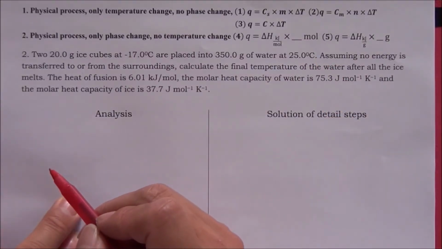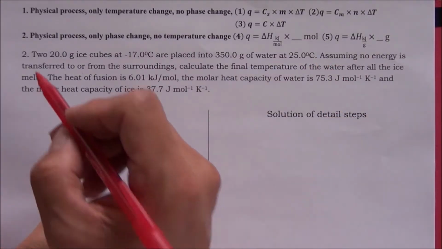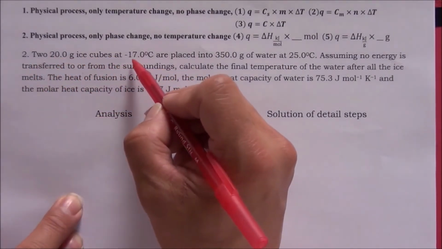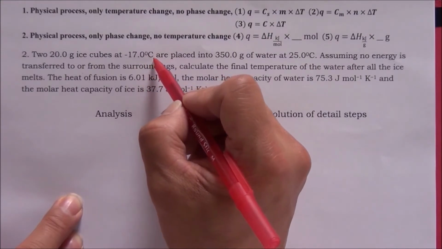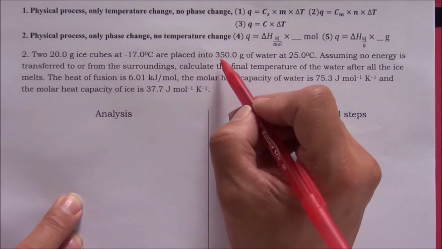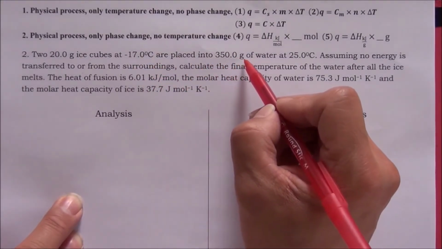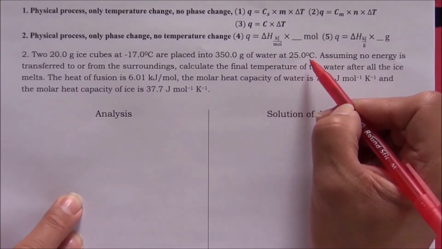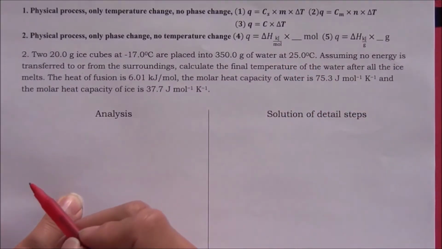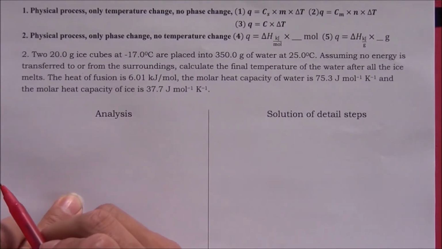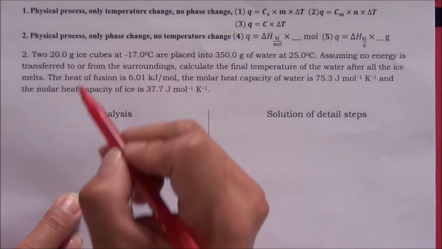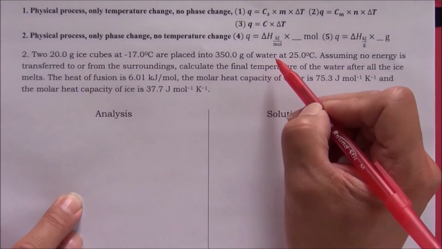First, let's read the problem together. Two 20.0 gram ice cubes at negative 17.0 degrees Celsius are placed into 350.0 gram of water at 25.0 degrees Celsius. When we read the problem, we realize that there are two parts for this problem. One part is the ice cubes. The other part is the water.